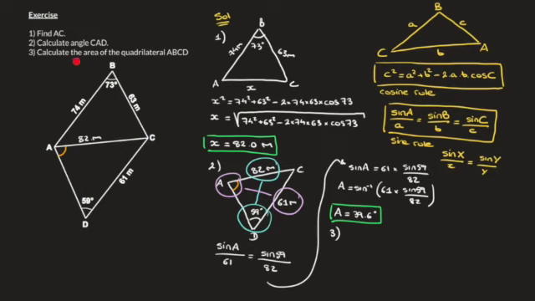We need to calculate the area of the quadrilateral ABCD. In other words, we need to calculate the total area we see here. And the approach here is to calculate the area of triangle ABC and add that to the area of triangle ACD. And to do that, we're going to need the formula for the area of a triangle involving sine. And I'll write that formula up here.